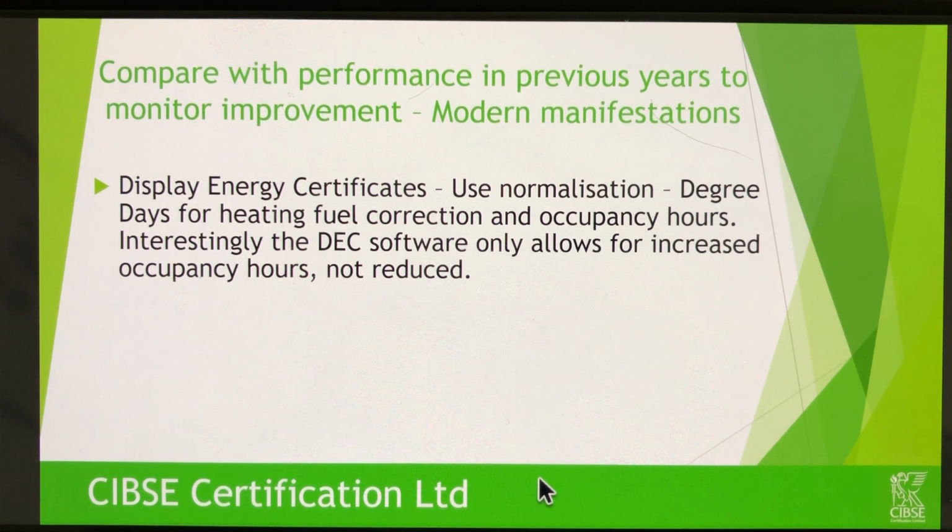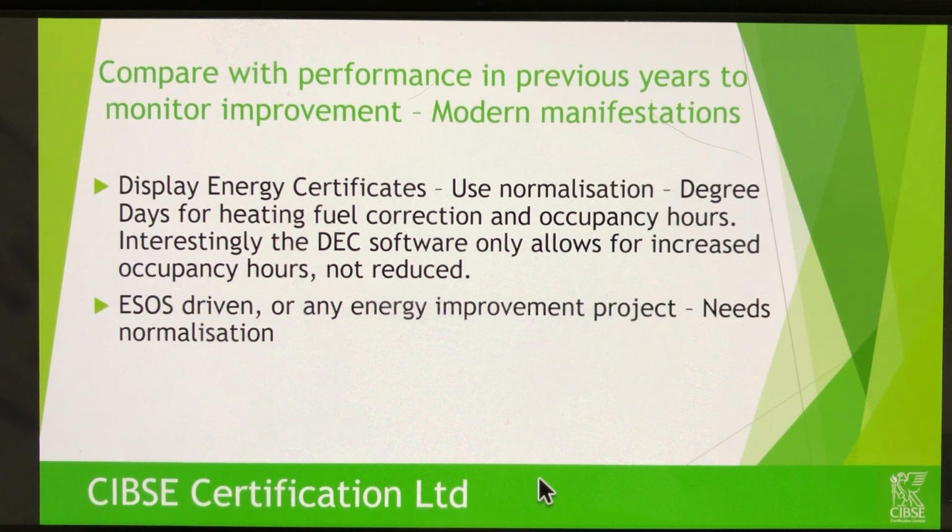They use normalisation, degree days for heating fuel correction and occupancy hours. Interestingly, the DEC software only allows for an increased occupancy hours, not reduced. And in the current situation, reduced might be what you would need to do.